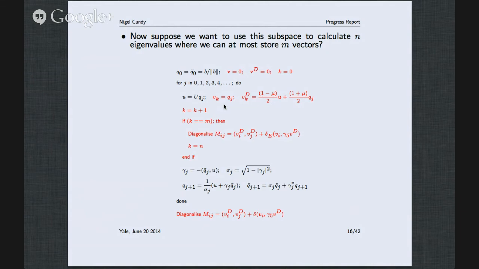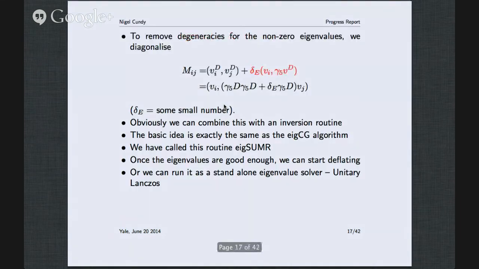And for the diagonalization, this is basically going to be a thick restart method. It's exactly the same as the ARCG method, just using the Zolotarev iteration instead of CG. So to remove the degeneracies for the non-zero eigenvalues, we add this thing here, which gives us the D dagger D in here. VD is the Dirac operator times the V vector. And then I add something proportional to D, or gamma 5 D. And this just shifts the degeneracy, so it removes the degenerate eigenvalues.